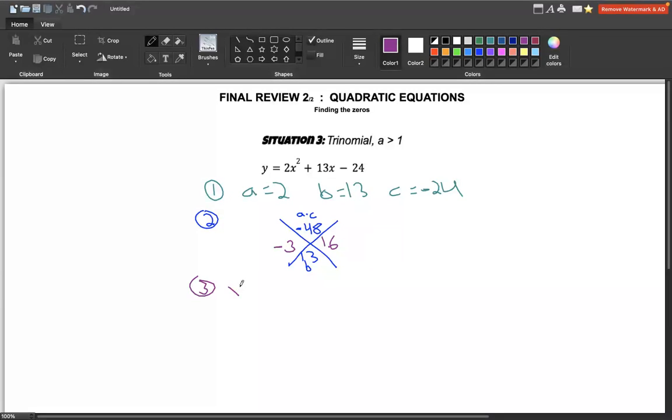We're going to write our equation for the first time. So x minus 3 times x plus 16. But here's the thing. This is not the equation. This is where we have a fourth step.